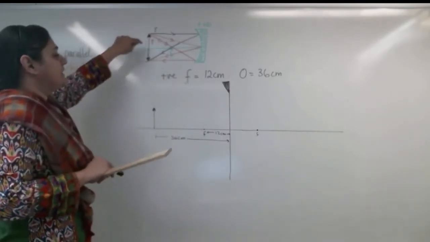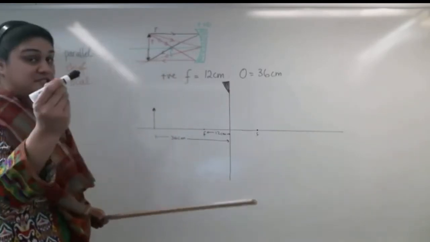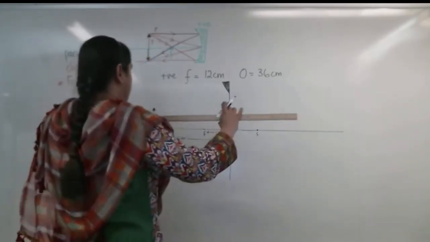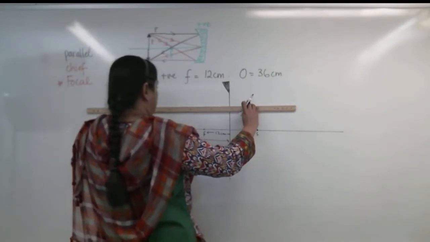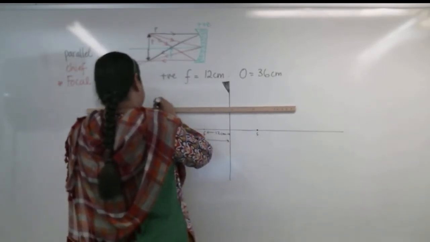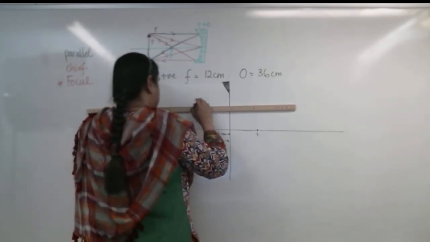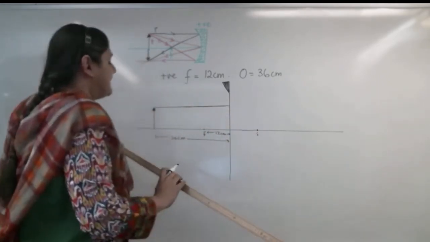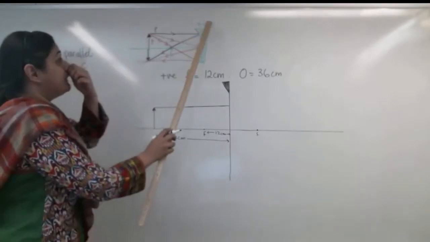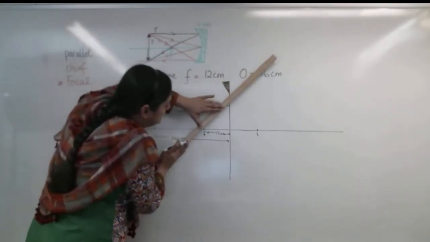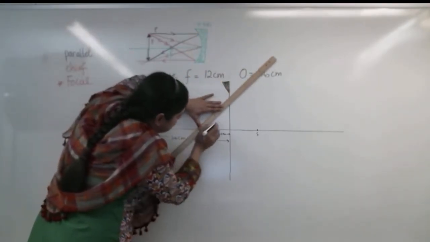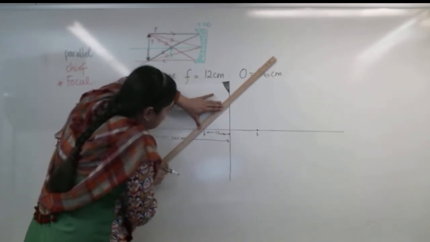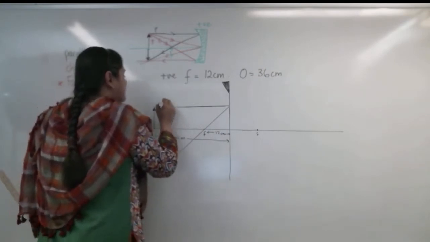So I'm going to start over here. My positive ray, which is my parallel ray, is going to be parallel to the optical axis. Oh, my ruler keeps moving, sorry. And then it's going to go through, because this is a positive lens, it's going to go through this focal point. Goes through this focal point. So that gives me my first ray.